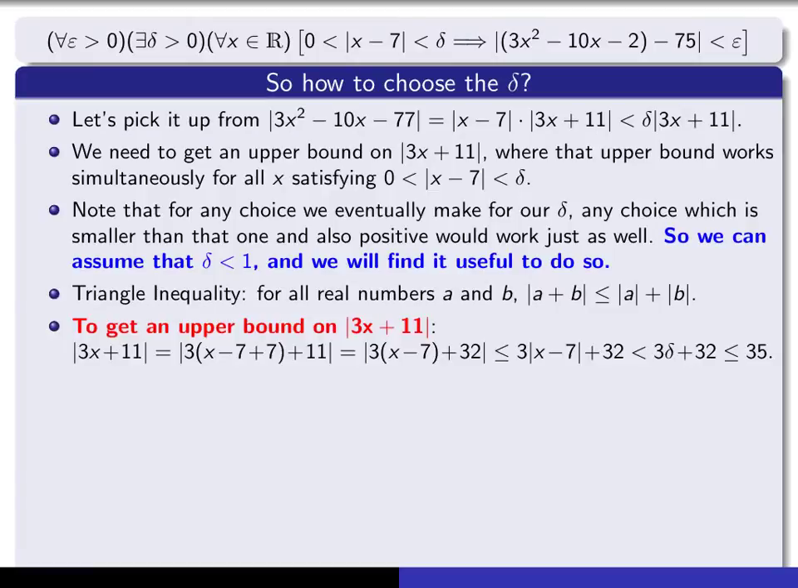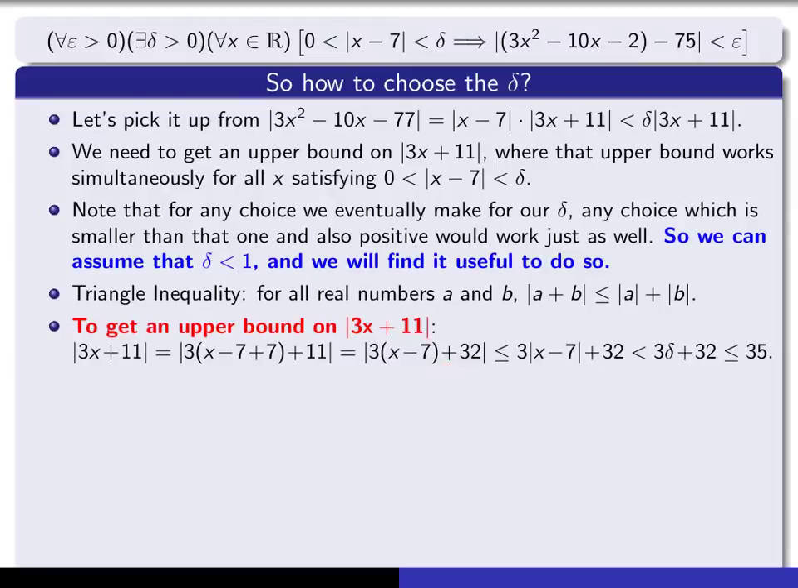So to get our upper bound on absolute 3x plus 11, what I do is wherever I see an x, I add and subtract a 7, I copy everything out, and then I group the x minus 7 with the 3, and I simplify the rest. 21 plus 11 is 32, so this is actually equal to this.